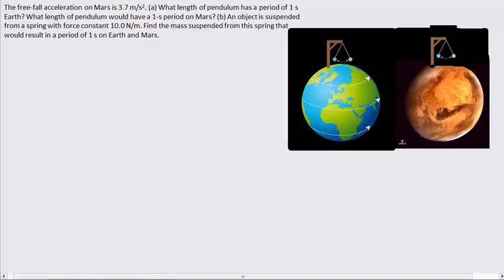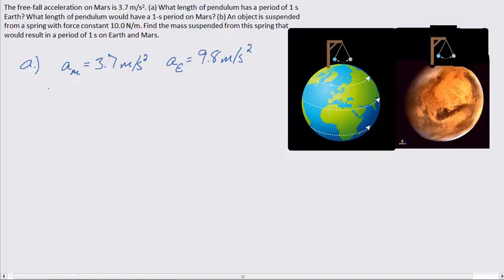So let's start by looking at our first example, which states that the free fall acceleration on Mars is 3.7 meters per second squared. And we're asked, what is the length of a pendulum that has a period of 1 second on Earth? And what is the length of a pendulum that would have a period of 1 second on Mars? So we can start by summarizing our information. We know our acceleration on Mars due to gravity is equal to 3.7 meters per second squared, and that our acceleration on Earth due to gravity is equal to 9.8 meters per second squared.